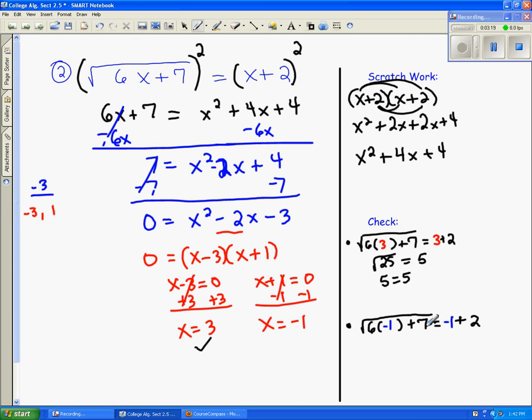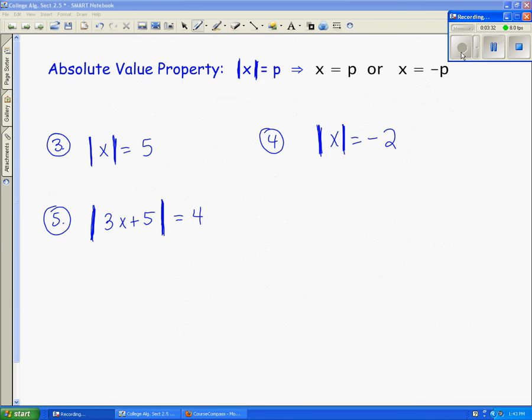Next, we plug in negative 1 everywhere x is at. That's negative 6 plus 7 is 1. The square root of 1 equals negative 1 plus 2 is 1, so 1 equals 1. Both solutions check. Okay, next we're going to talk about the absolute value property.